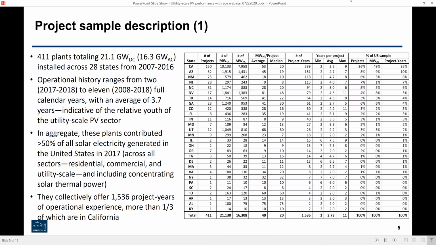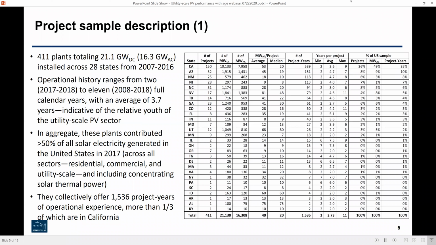Okay, I'll just briefly describe the project sample. We looked at 411 utility-scale PV projects totaling 21 gigawatts of DC capacity installed across 28 states from 2007 through 2016. And this means that we've got anywhere from 2 to 11 years of operational history for each plant. In aggregate, the plants in our sample contributed more than half of all solar generation in the United States in 2017, and that's across all three sectors, residential, commercial, industrial, and utility scale. So it's a pretty big chunk of the overall market that we're looking at here.